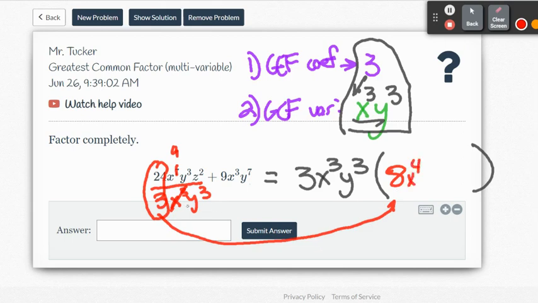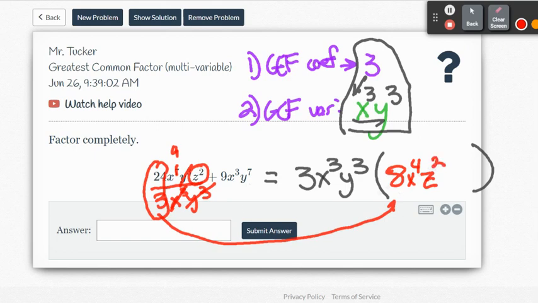And then I've got to do my y's. I've got 3 y's on the bottom, 3 y's on the top, so there are no y's over here in my result. But there is a z to the second that's just hanging out. So put z to the second. Sorry, I think I said fourth. Z to the second.